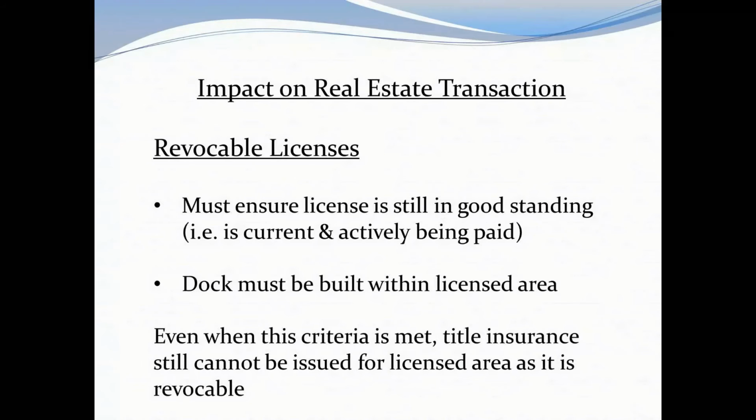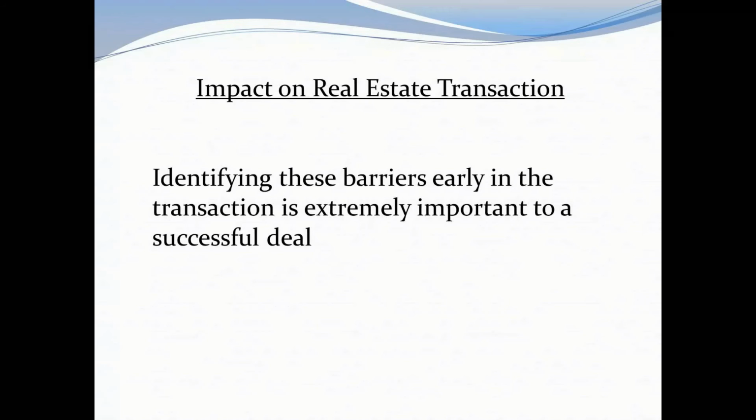And one of the biggest situations or mars that we see with licenses would be that the dock is actually built outside the license area. A lot of times we'll see licenses are issued, and everything was followed from A to Z. Every I was dotted and every T was crossed. But then when the engineer went and produced the dock, they didn't put it inside the licensed area. So in that case, it doesn't matter that you have a license, because the dock that is occupying the State Riparian Claim land is not within the licensed area. So that doesn't really do you too well. And again, even when this criteria is met, title insurance cannot be issued for a licensed area as it is revocable.